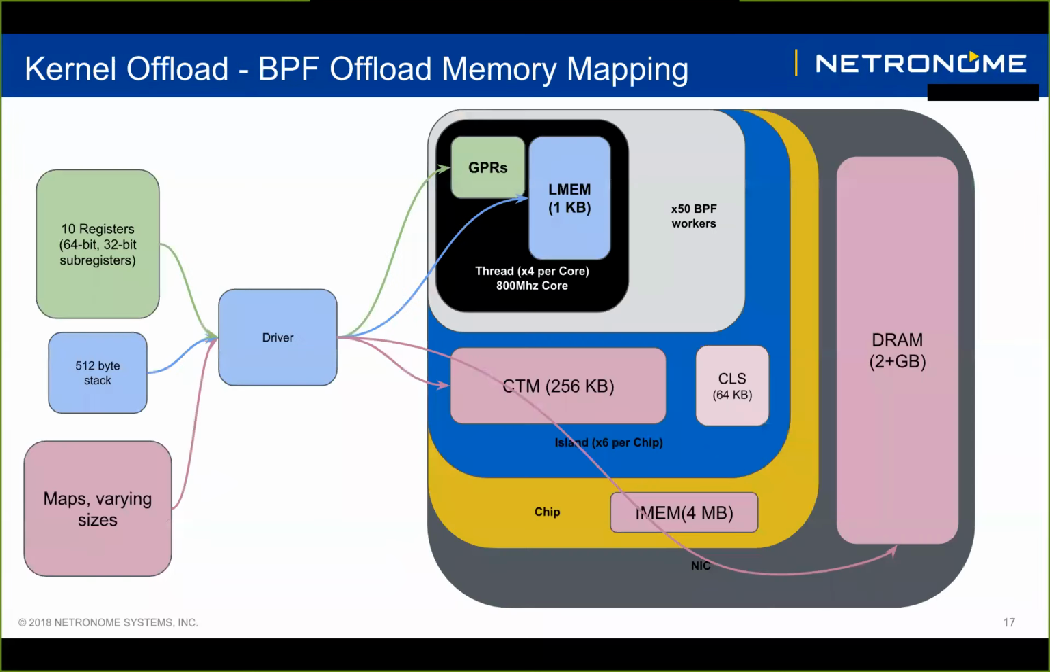As a quick overview of how the different parts of the BPF virtual machine map onto the chip, we're not going to spend too much time on it, but we have 50 BPF flow processing cores that do the packet processing. This is all the cores that do the packet processing in our current firmware architecture. So the registers will go into the general purpose registers of the flow processing cores. The stack is mapped into local memory, which is an SRAM area of the flow processing cores. And then the bigger pieces of information, the maps, will be mapped into the memory unit of the chip. Most of it will end up in DRAM. Most of the global maps will be in DRAM.